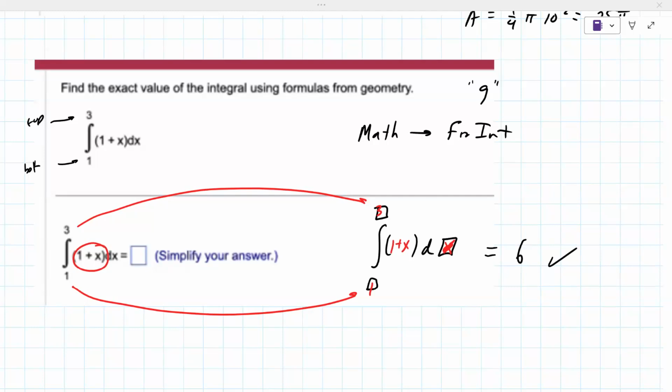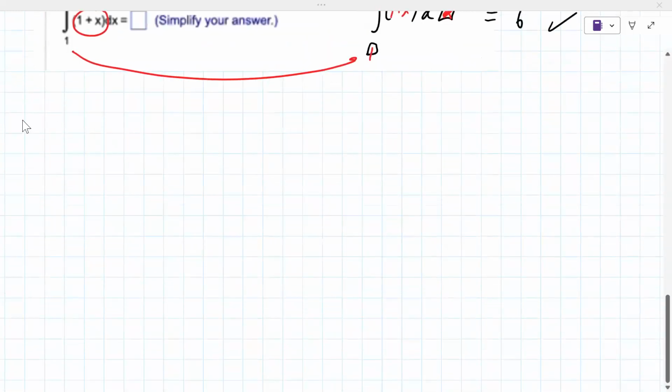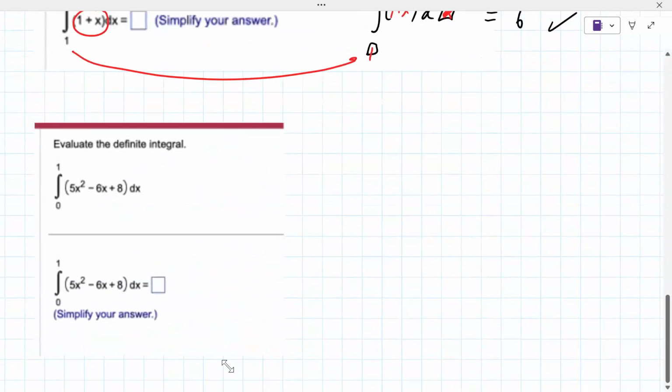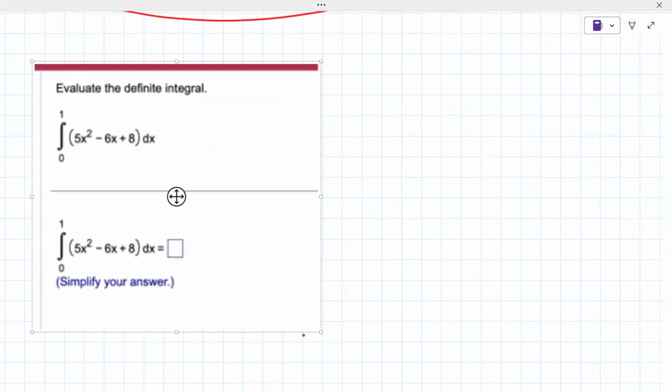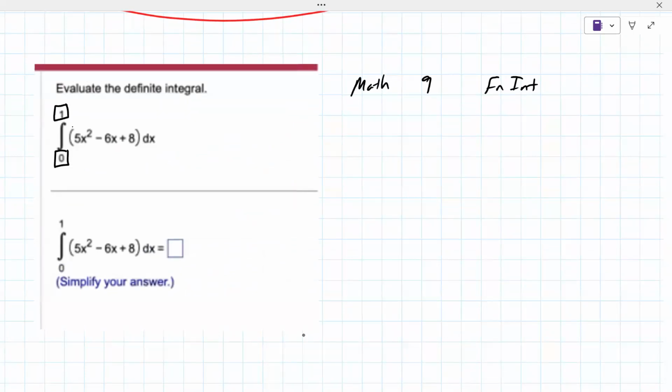So finally, some light at the end of the tunnel in this course. They're not all that way, but a lot of these are. This is actually the same thing. You're going to do math 9, fnInt. That's a box, that's a box, that's the box, and then it's always dx like that.